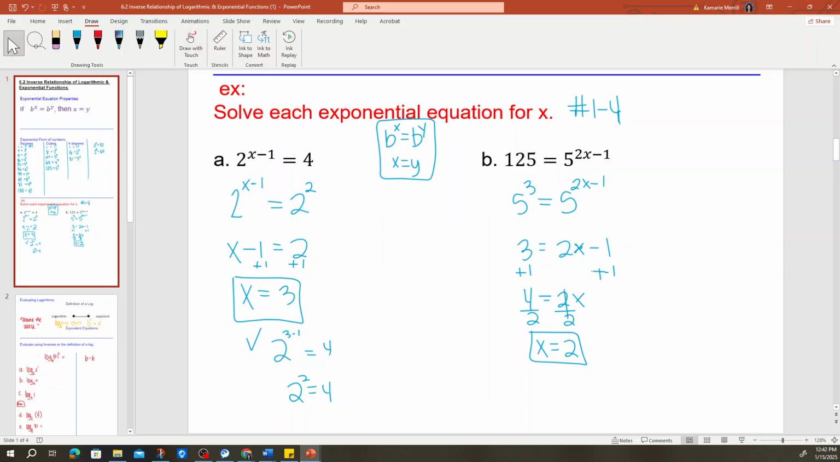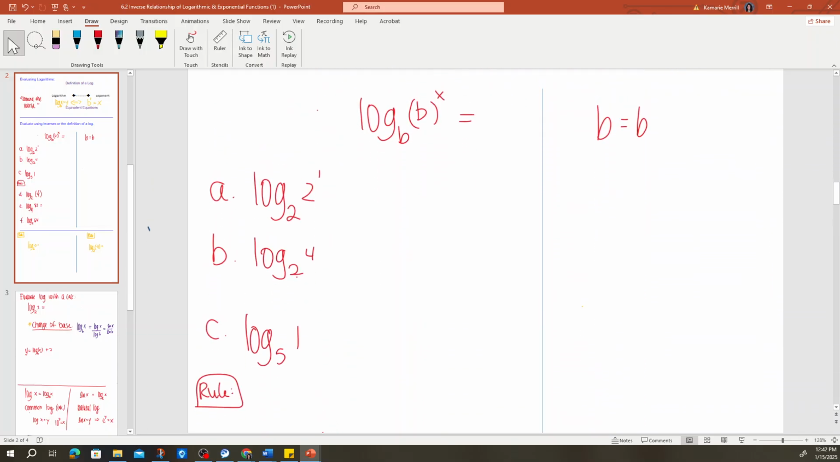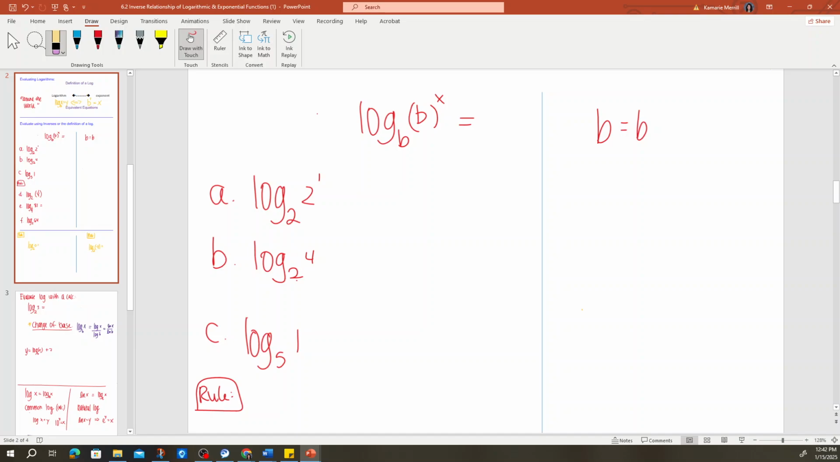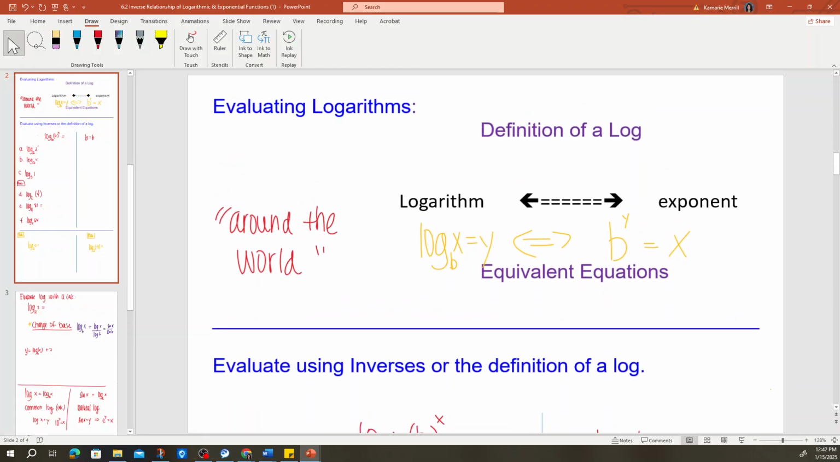Okay, next objective is being able to recognize the inverse relationship. It's actually going to contribute this property. This is a new property. So everybody write down this property, which I'll talk about in 1 second. These two are equivalent equations, and this is known as the definition of a log. A log can technically be equivalently represented as an exponent. And the reason why we have this definition of a log, don't worry about the around the world for a second, I'll help you with that conversion.